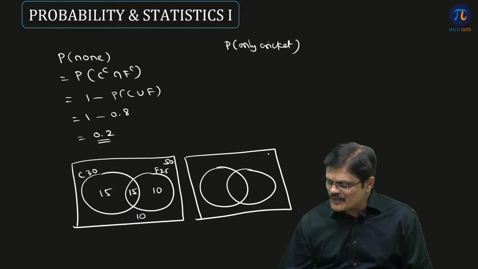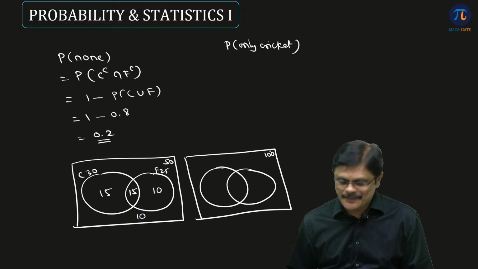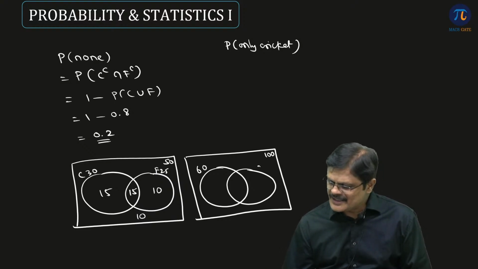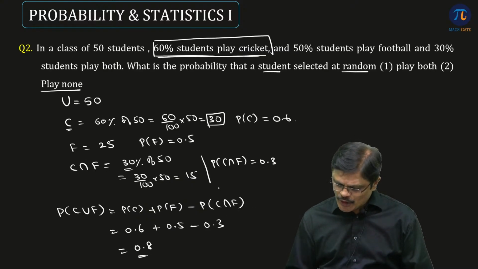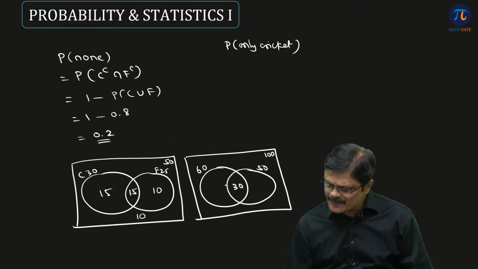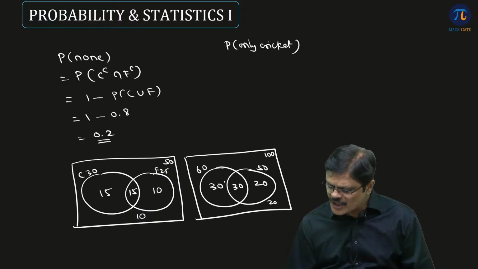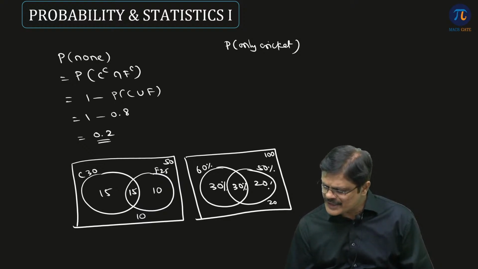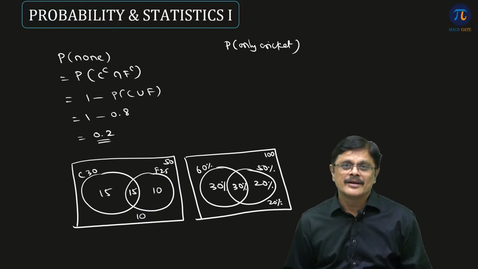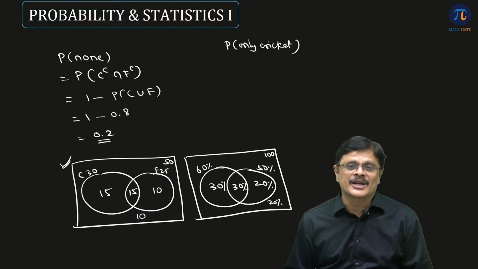See, percentage wise, total 100%. This is 60%. This is 50%. Both how much? 30%, so how much is remaining? 30% here. This is 20%. So 60, 80, 20%. So these are all percentages, sir. Percentage wise, if you want to see, this is what is required. If you want to know the numbers, then this is required.